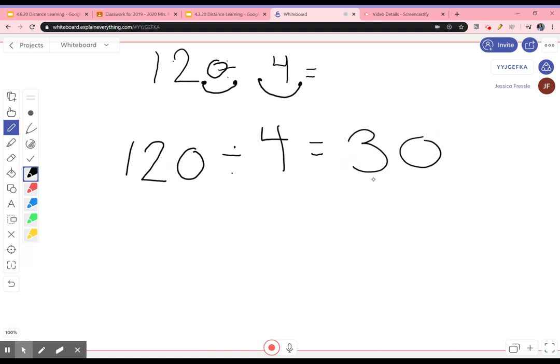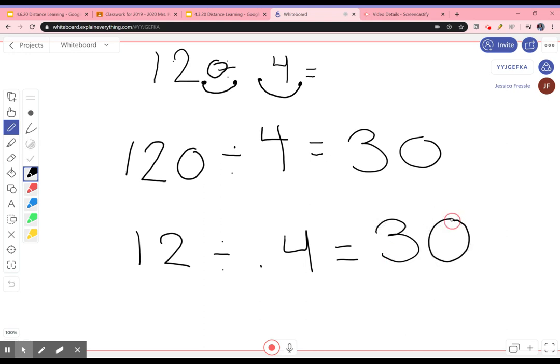So 30 is not just our answer for 120 divided by 4, but it is also our answer for 12 divided by 4/10. Because 4/10 goes into 12 30 times, as well as 4 goes into 120 30 times. So that is our answer for both.